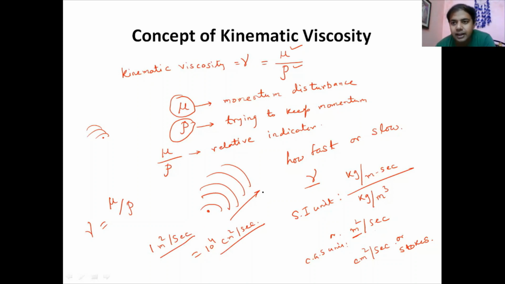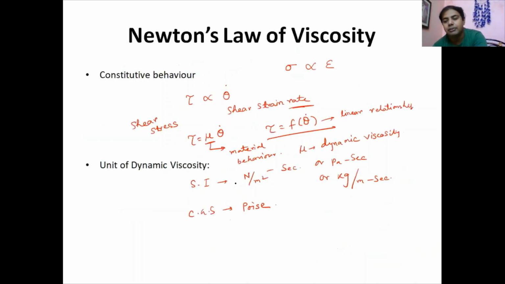So the viscosity, dynamic viscosity. The dynamic viscosity unit, in SI, is Newton second per meter square. The CGS unit is poise. One more unit, the FPS unit, is Reynolds.